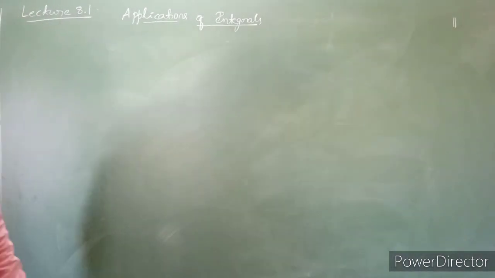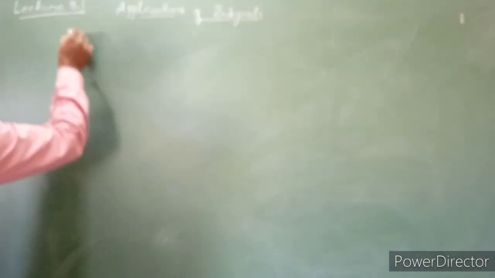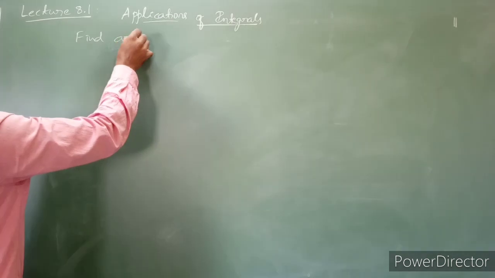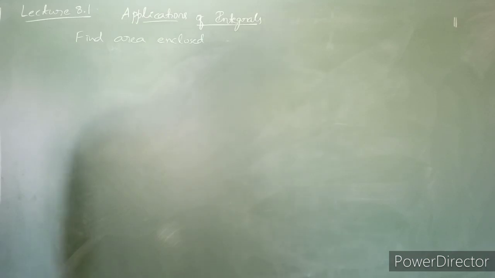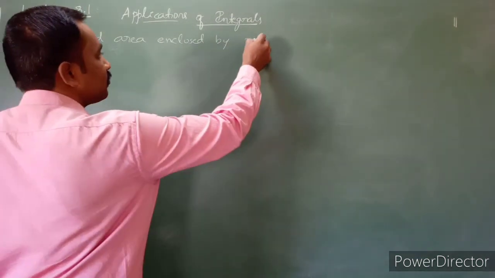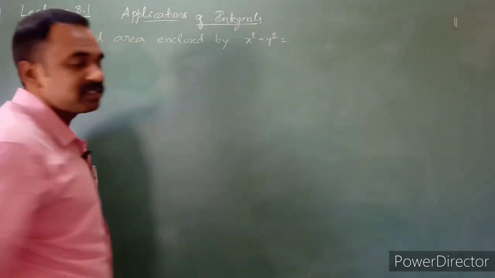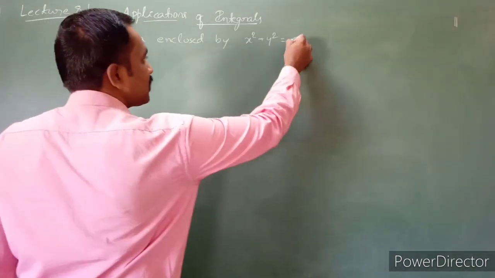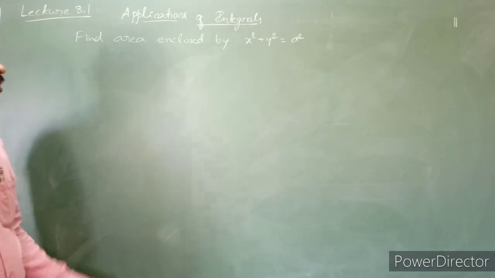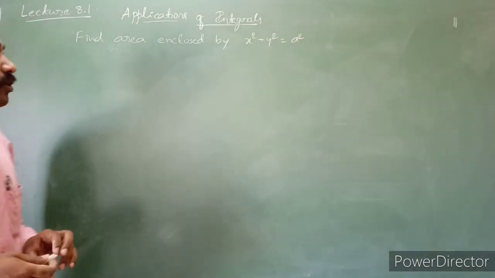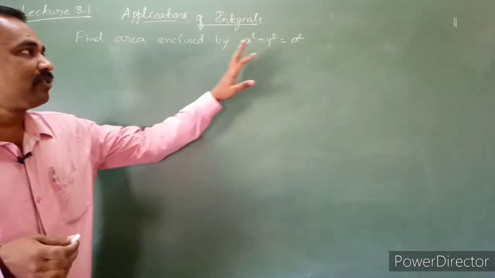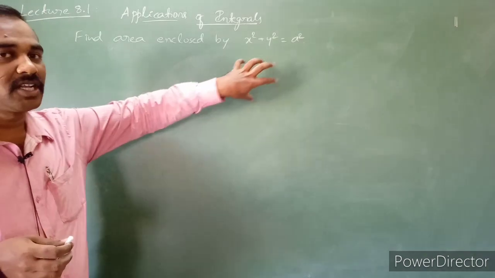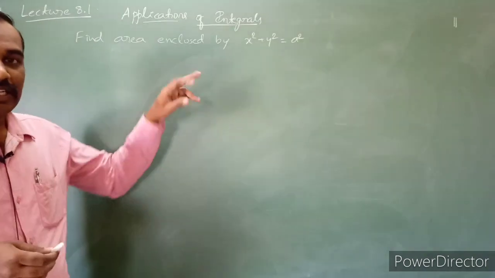Find the area enclosed by the curves x square plus y square is equal to a square, and x square plus y square is equal to b square. So, do you know any particular name for the curve? x square plus y square is equal to a square is the equation of a particular curve. Do you know the particular shape of the curve? Yes, it is a circle.